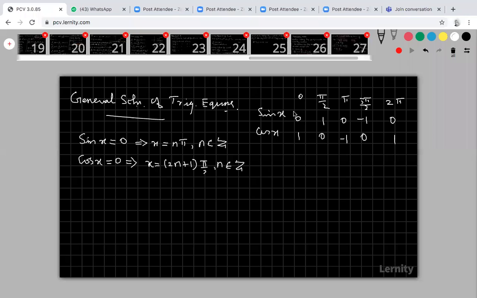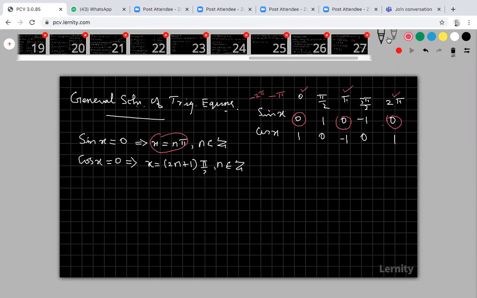Look at my sin values. Sin 0 is 0, sin pi is 0, sin 2 pi is 0. Similarly, sin 3 pi is 0, sin 4 pi is 0, sin 5 pi is 0. And on the negative side also, sin minus pi is 0, sin minus 2 pi is 0. This is generally written like this: when your x is equal to n times pi, that is minus 1 pi, 2 pi, 3 pi, 0, minus 1 pi, minus 2 pi, your sin x is 0.